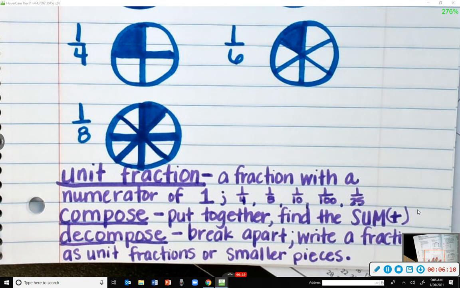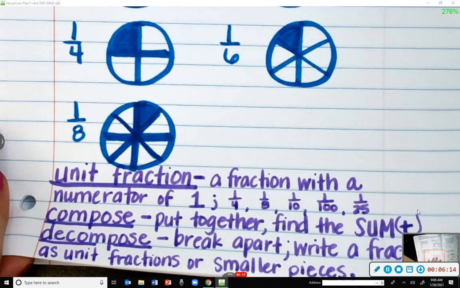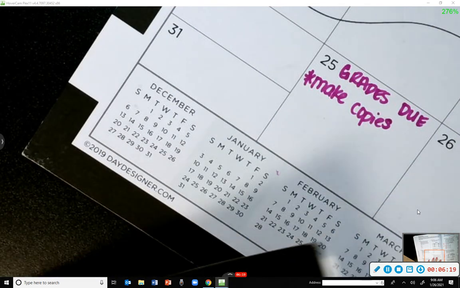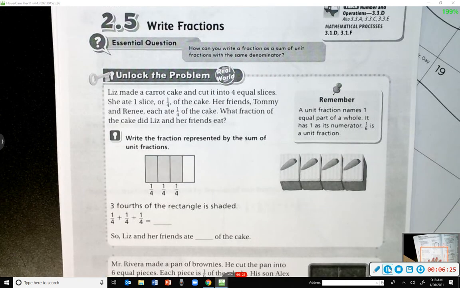Okay? Now you can put your journals away, and we will now open our Go Math Volume 1 book to page 61. Okay, so here we are, page 61. Sorry, mine is black and white today. We're using a paper copy instead of a book. But we will go through these pages together, talking about composing and decomposing, okay?